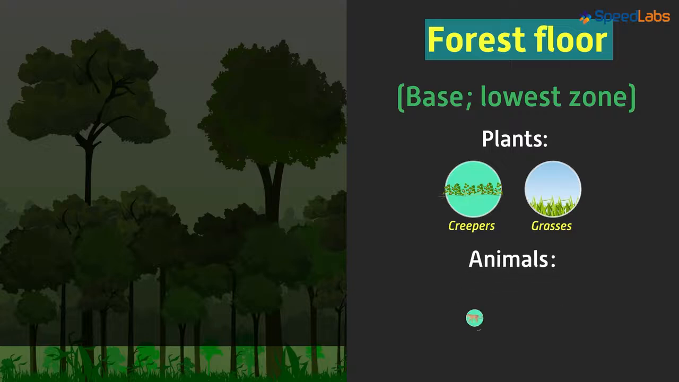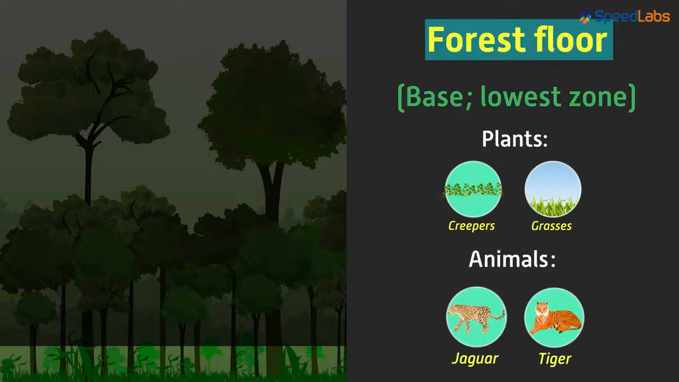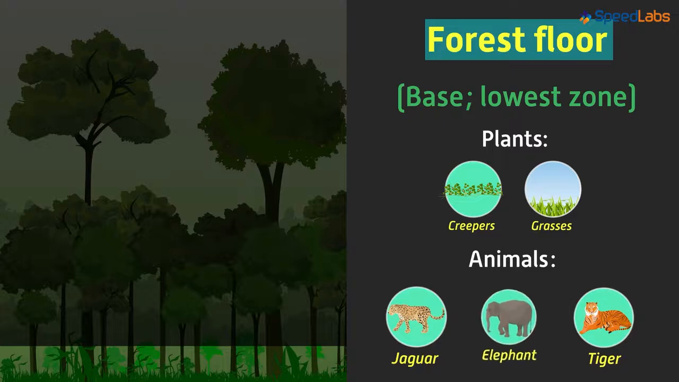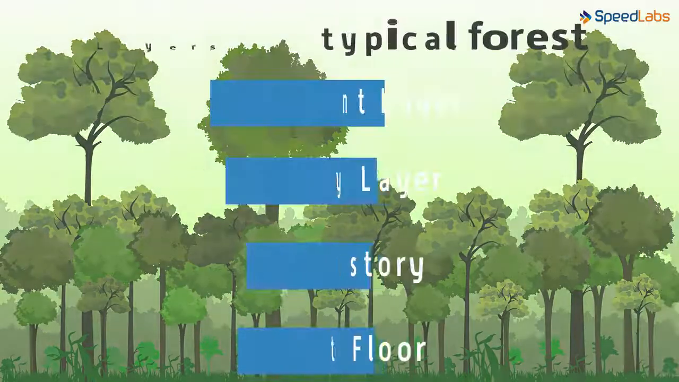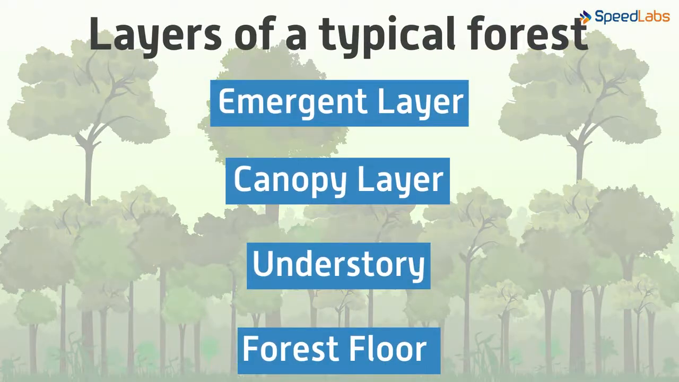From big cats like jaguars and tigers to the huge animals like elephants, many animals occupy the forest floor. Not only these, but even smaller insects and a few animals like frogs are seen in this layer. This was about the various layers of a typical forest. Each layer has its own significance.